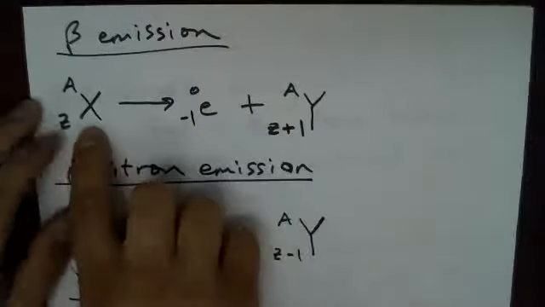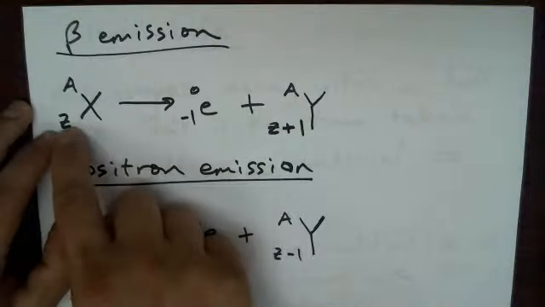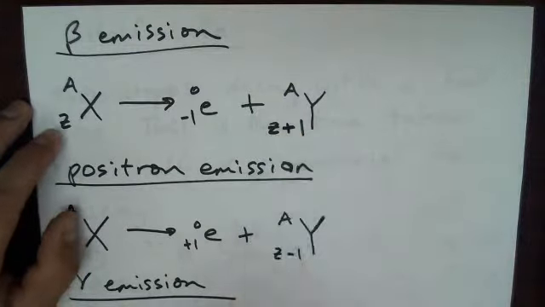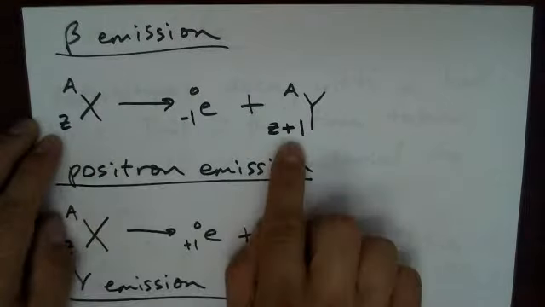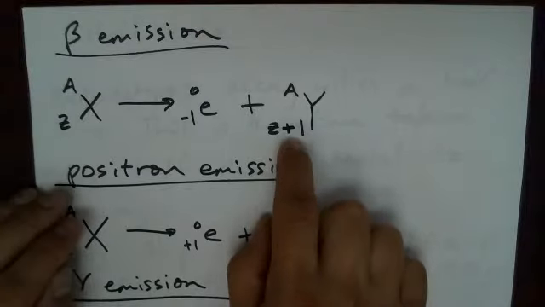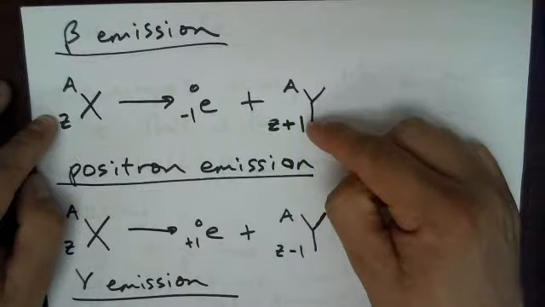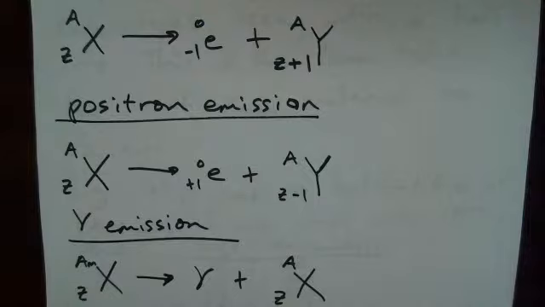Just for example. Beta emission, we'll start with our X. Now the A stays the same, so the mass number stays the same, but our Z increases by 1. Because our neutron is converted to a proton and the electron is ejected, we have 1 extra proton. So all you have to do is add 1 to the atomic number. So if this was 42, 21, again, this would remain at 42, but this would be 22, with a beta emission.